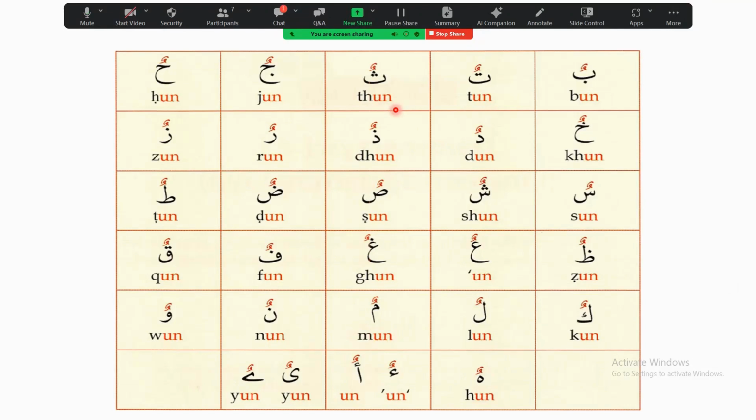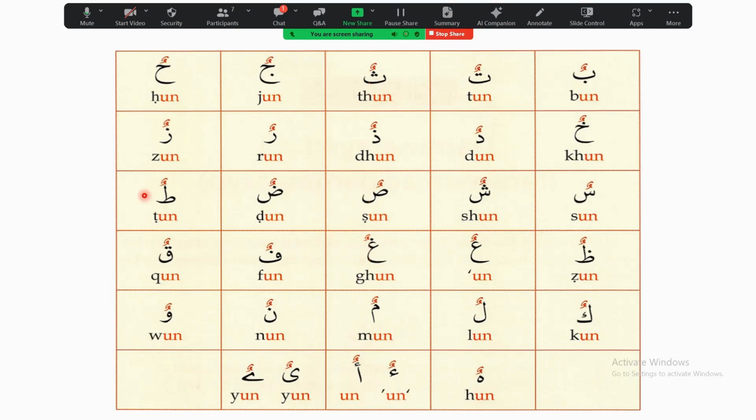The next one is thun, jun, hun. Okay, hun, not from the lower portion of the throat, but rather from the middle one, and we say hun, hun, and khun, dun, zun, run, zun, sun, shun, sun, a heavy sound. This was a light one. This is a heavy sun. The next one is dun.